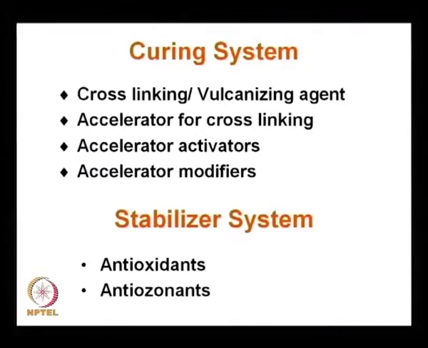Now, let us look into what is there in the curing system. In the curing system, cross linking or vulcanizing agents are there. For the rubbers, there are cross linking agents like sulfur, selenium and tellurium in the group of the periodic table. You see they belong to the same group: sulfur, selenium, tellurium.